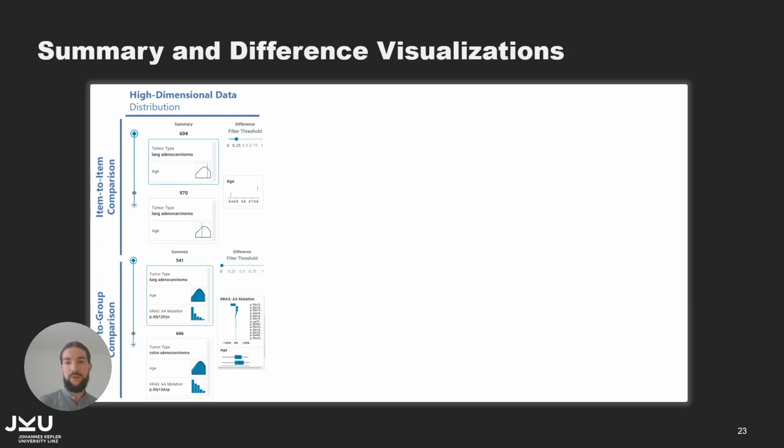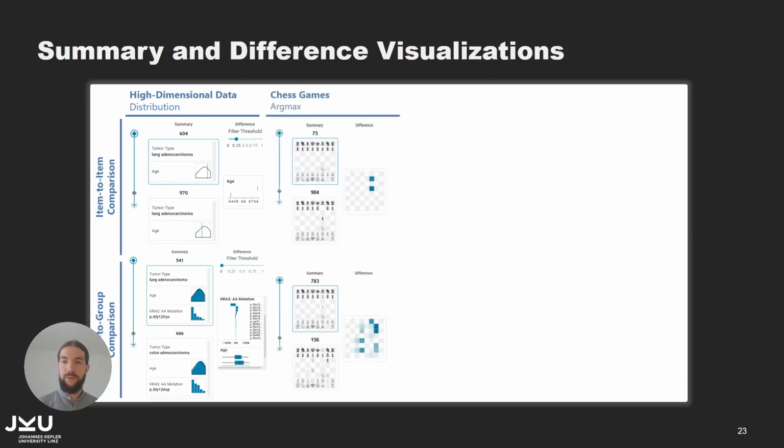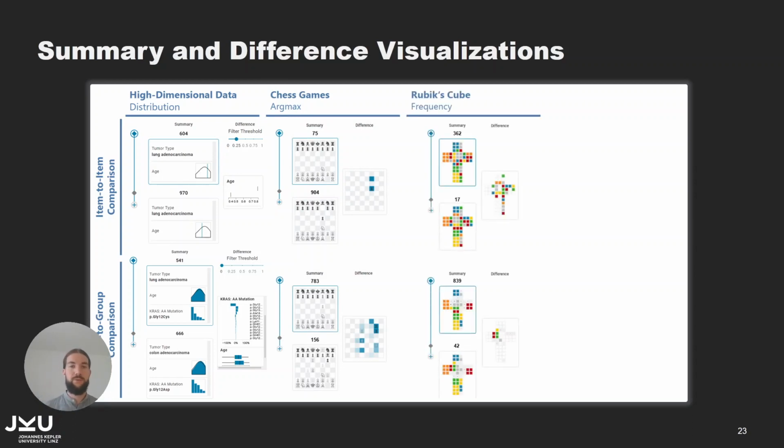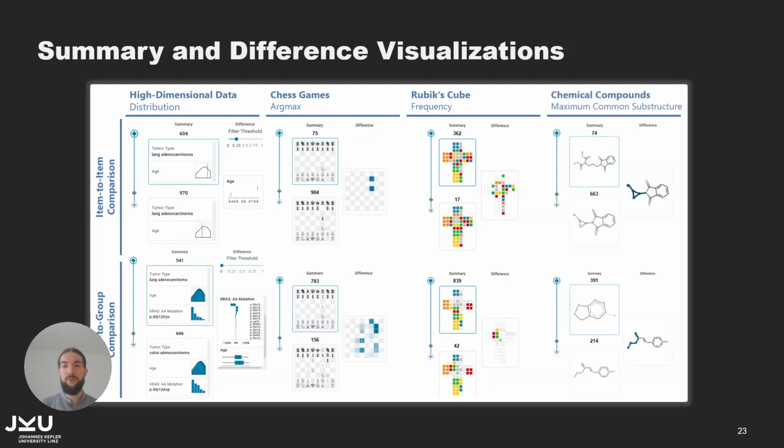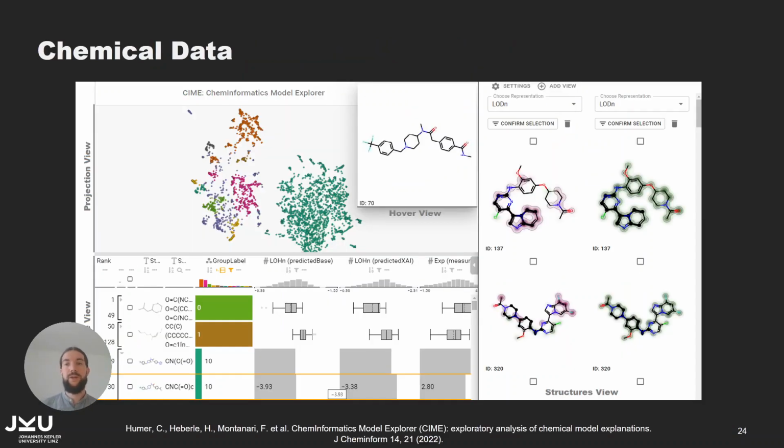In the paper, we have a second use case on analyzing chess game data. And here we show the game state in the summary and difference visualizations. There is also an example of solving attempts for a Rubik's Cube, where we have an unfolded cube that represents our states and of items and groups. And my colleague Christina Hummer analyzed chemical compounds and visualizes the maximum common substructure inside a group or also in between groups. And she also has a dedicated paper on exploring chemical data sets and analyzing machine learning models that are applied to them.